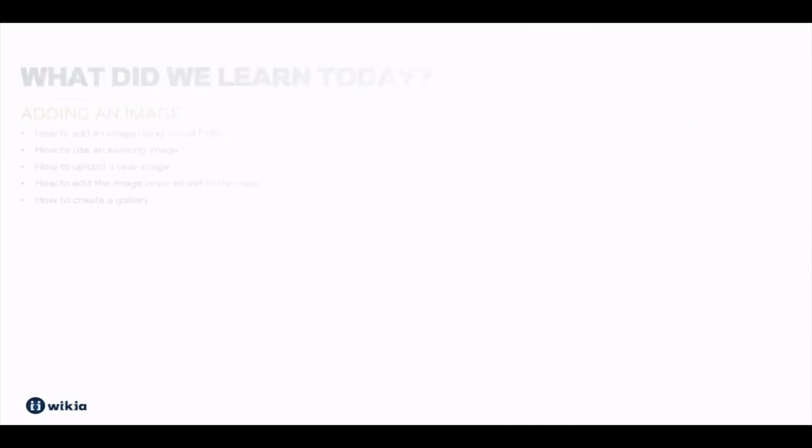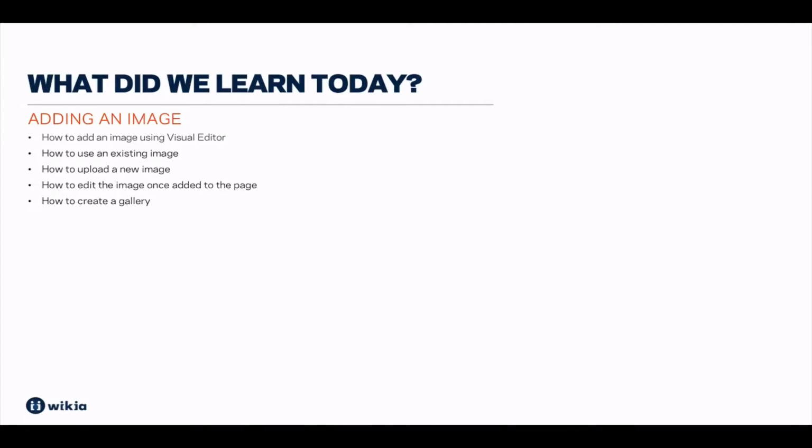Today we learned how to add an image to a page using Visual Editor. We talked about how to upload or use an existing image, edit it, and how to create a gallery with multiple images. Remember that images can be an important piece of an article page as well as other parts of a Wikia.